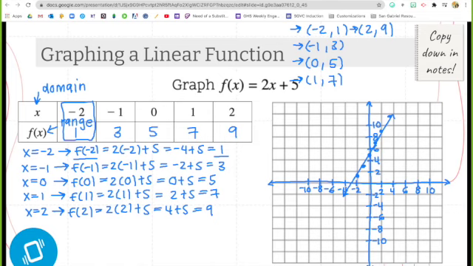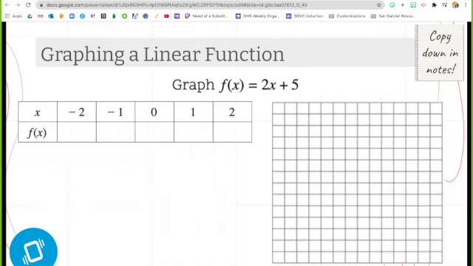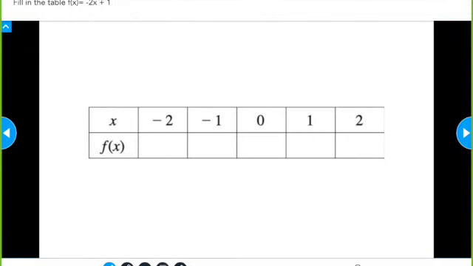Okay. So let's try it out. Let's say right here, we're asked to fill in the table for f of x equals negative 2x plus 1. So I'll give you a few seconds to do that.